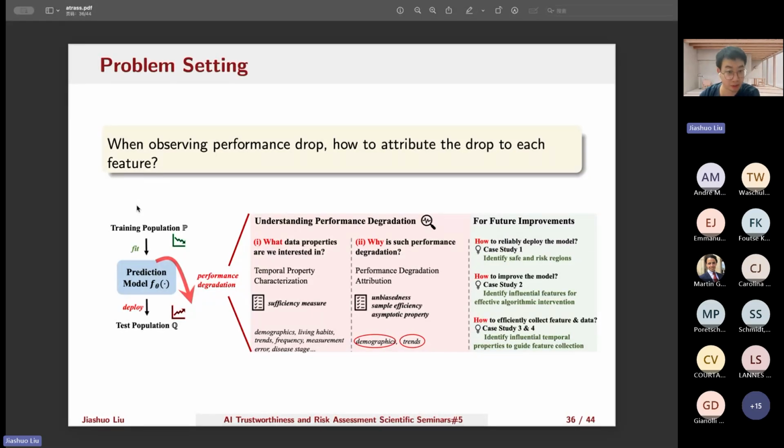We do not know what happens in the test distribution Q, and we only observe the performance drop of our model. Here, we would like to call for an inductive way to deal with this kind of performance drop, where we first need to understand the drop. Then this understanding can inform better future improvements. To clarify, this work is designed for time series data, but it can also be used for static data.